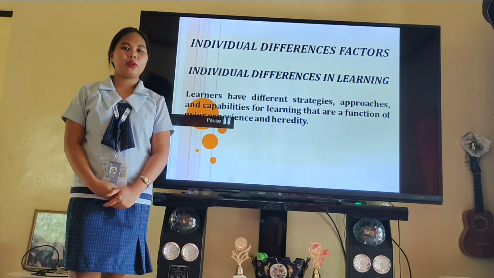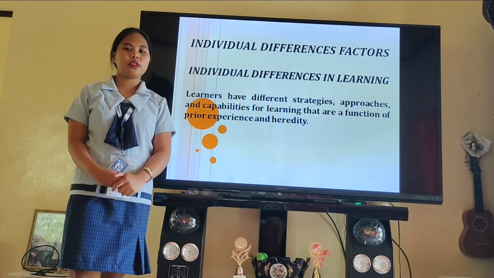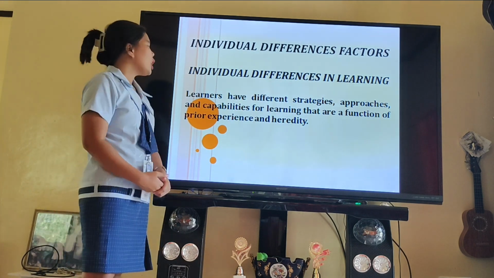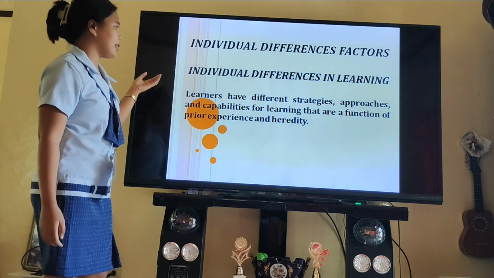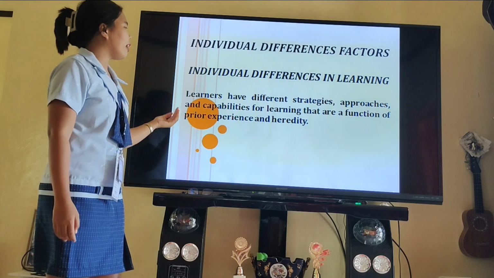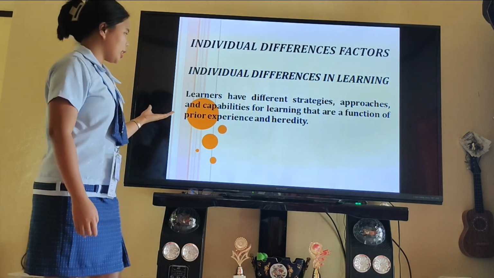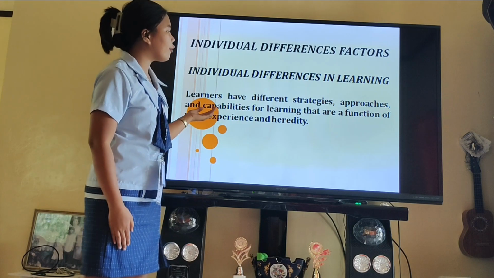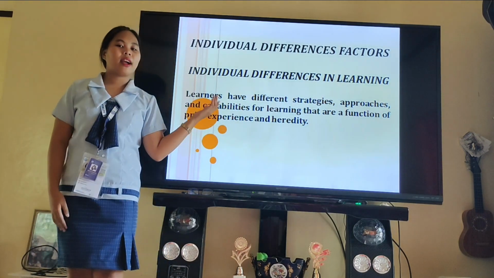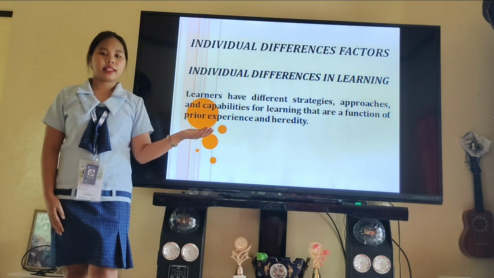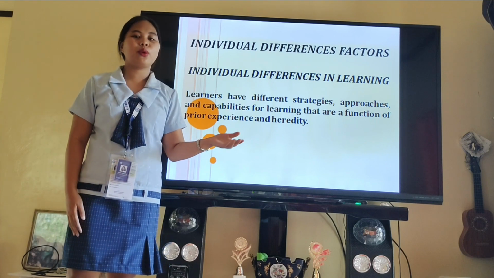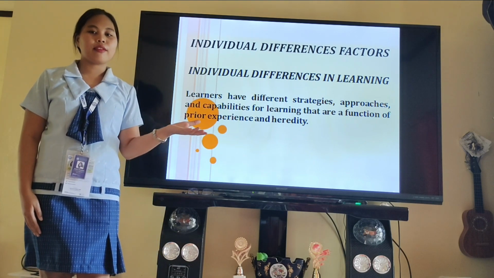So since we are done with that factor, let us move on to the other factor, which is the individual differences factor. So the first type of this factor is the individual differences in learning. Learners have different strategies, approaches, and capabilities for learning that are a function of prior experience and heredity. As I have said earlier, each one of us has a unique way of learning or gaining knowledge for us to do the specific tasks that are given to us.